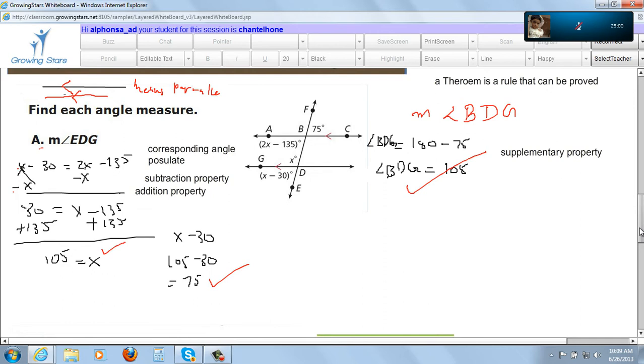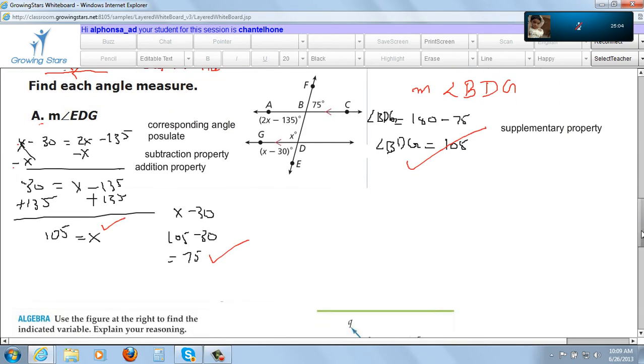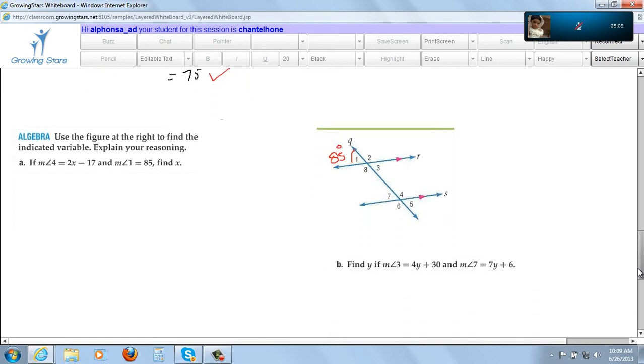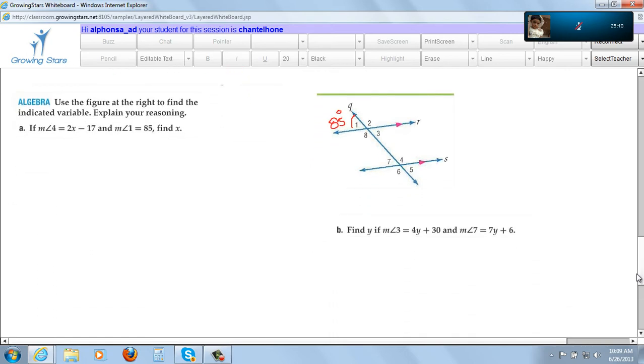So one of the measures is given, correct? 85, right? This is 85 degrees, and angle 4 is 2x minus 17. So you should think how you can connect this measure and this, or is there any way so that you can get any of these measures and get the value of x?